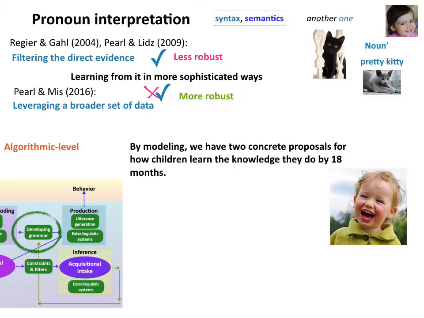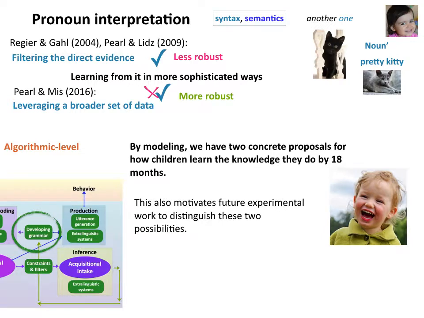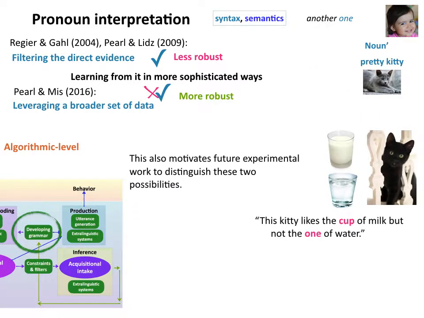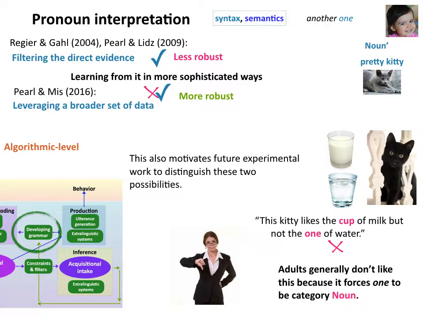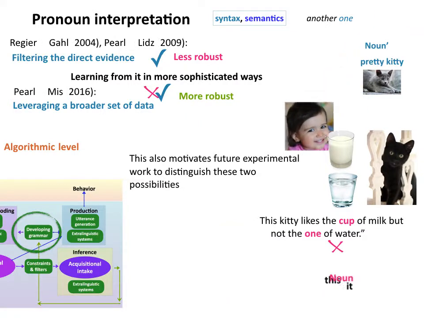What we take away from this modeling approach is that we have two concrete proposals for how English children learn the knowledge that they do by 18 months. And this also motivates future experimental work that can distinguish which of them is actually right. In particular, there are certain contexts where we can do this. Like this one, I'll read to you: "This kitty likes the cup of milk, but not the one of water." Most English adults hate this. They generally don't like it because it forces one to be category noun, and they generally want one to be category N-bar. But we don't know what 18-month-olds do.